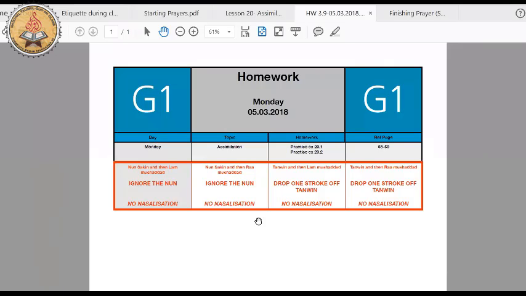You might want to take a picture of this because it has a small explanation of the rules that we learned today. So it says here, Noon Sakin and Lam Mushaddad. When these appear, you ignore the Noon, so no nasalization will take place. And the other thing that it mentions is Tanween. If there is a Lam Mushaddad and a Tanween letter appears before it, then you drop one stroke of the Tanween. So if there was a lam with a tanween, so if it was a lun, instead of saying lun, you would just say lu. You would drop one stroke of the tanween. And in that way, no nasalization will take place. Okay. So that's your homework for today.